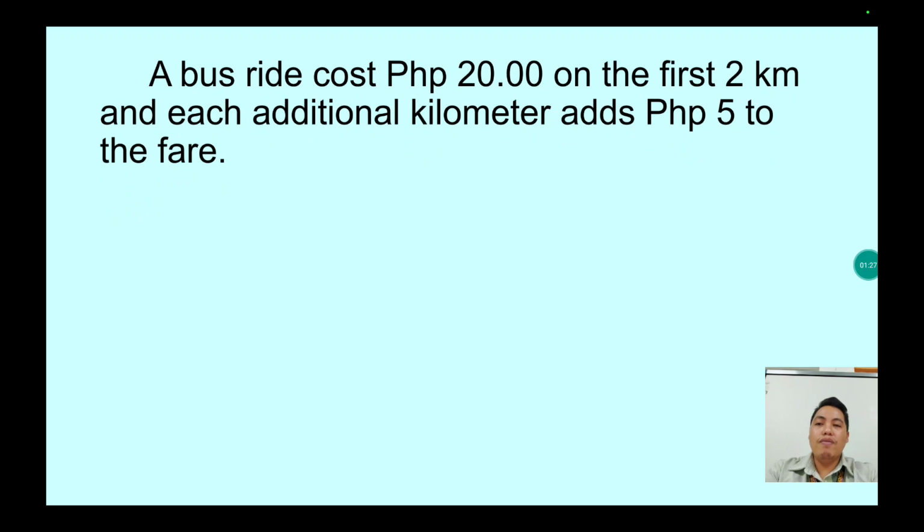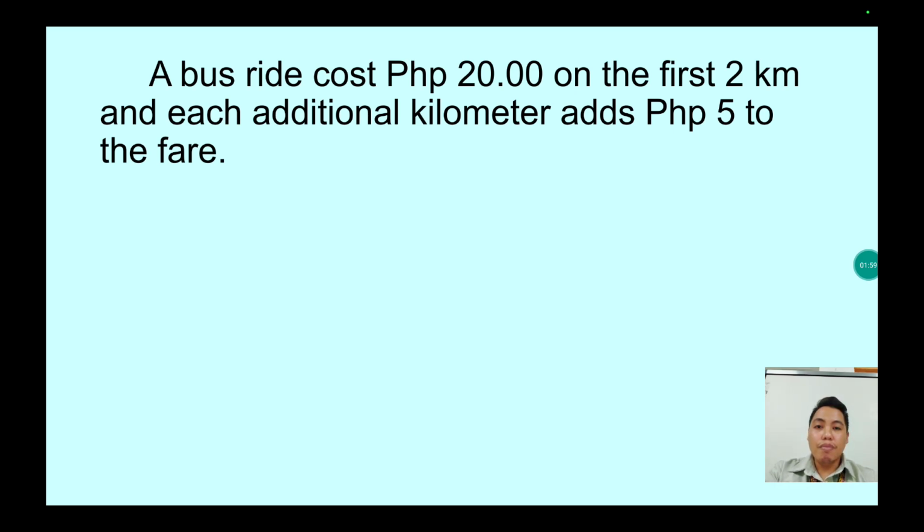So, we all have experience riding in a bus or in a jeepney, and we know that there's an existing minimum fare. There are different rules with that minimum fare. But for this example, a bus ride costs 20 pesos on the first kilometer, and each additional kilometer adds 5 pesos to the fare. So with this example, the input is the distance, and the output will be the total cost of the ride.